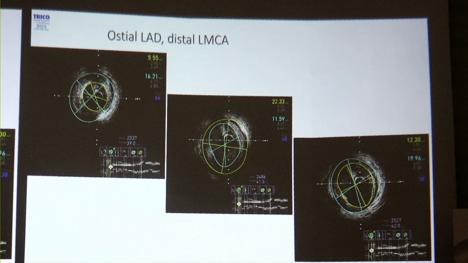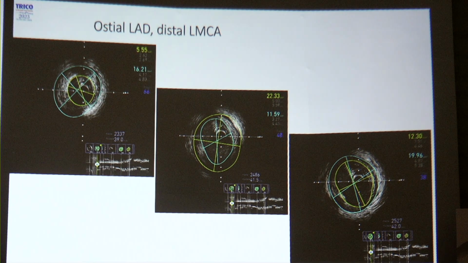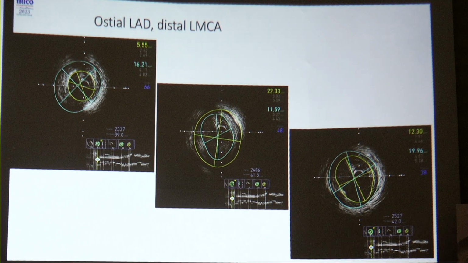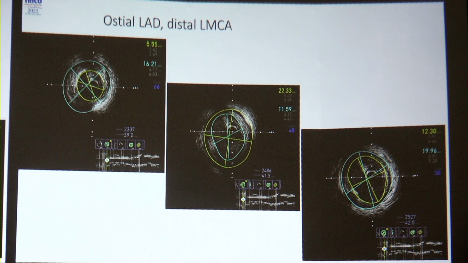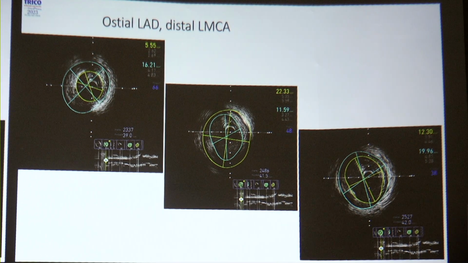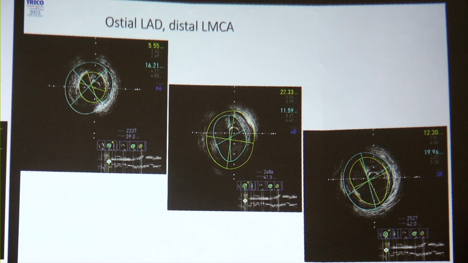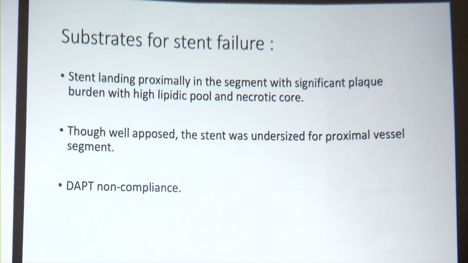These are snapshots of the ostial LAD, then the distal LMCA, and coming more proximally. It shows that there is disease burden in the distal left main also, across the POC extending into the ostial LAD. So it was clearly a geographic miss in the first index PCI, with a large amount of lipid plaque burden in the proximal LAD, and added to that, probably DAPT non-compliance led to an event with a stent thrombosis.